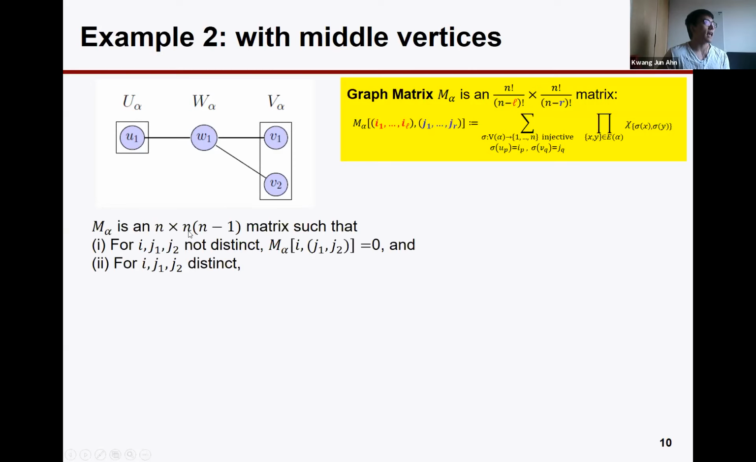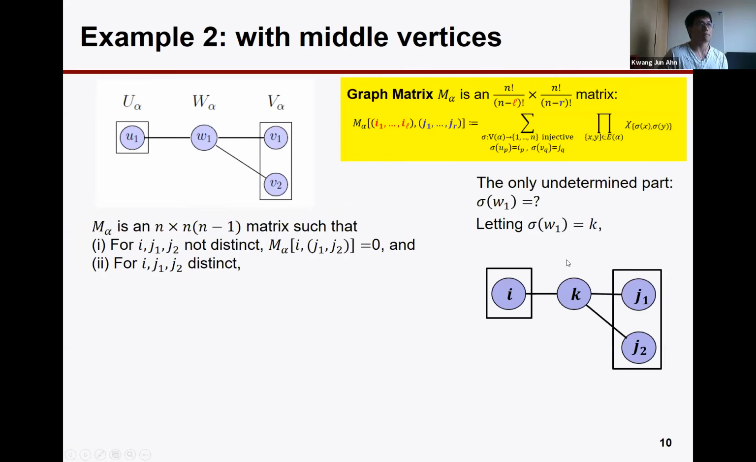So it's an n times n minus 1 matrix. Again, if they're not distinct, there's no way to map this into these indices, so this will be just 0. But if they're distinct, the only undetermined part will be the value of the middle vertex, right? So just letting it be k, the realized shape will look like this. The entry will be just the summation of the corresponding product of edge variables. So here it will be the product of ik, kj1, kj2, just like this. And as you can see, this matrix is already a very non-trivial, complicated random matrix.